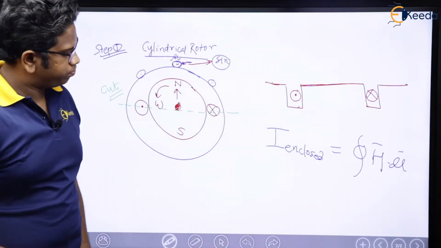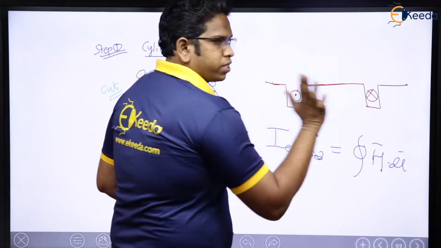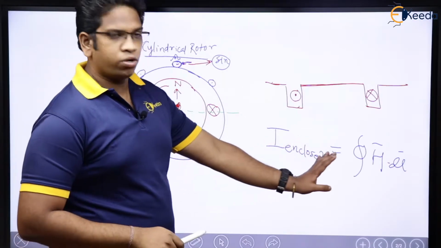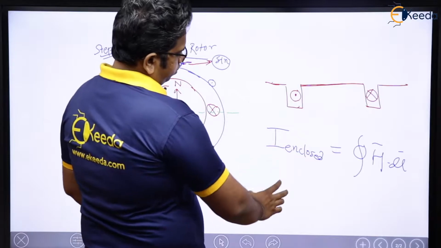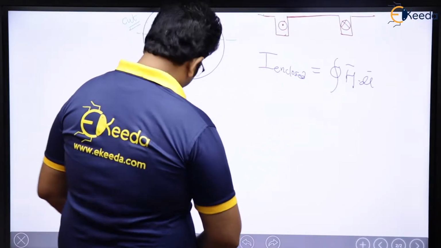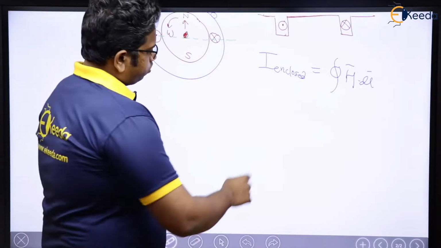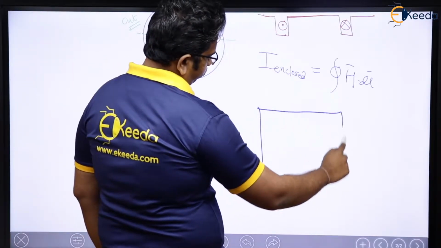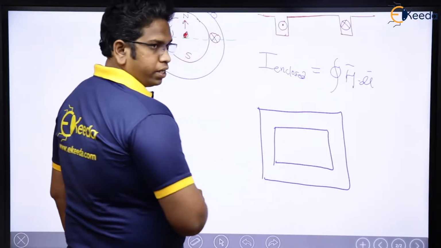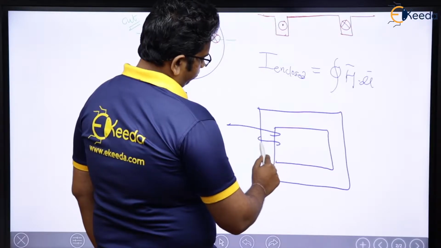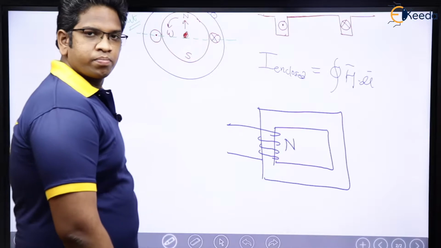What does this mean, sir? See, it is very simple. Let us just ignore this concept and think of a transformer. In case of a transformer, if you remember, this was a transformer, for example, and let me have windings here. N number of turns let us have, right?